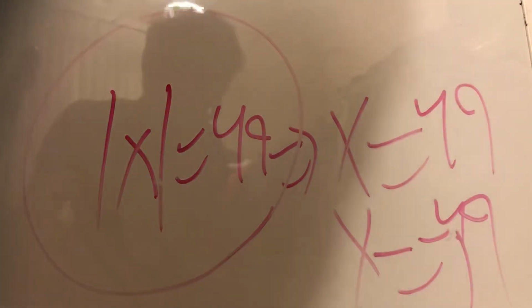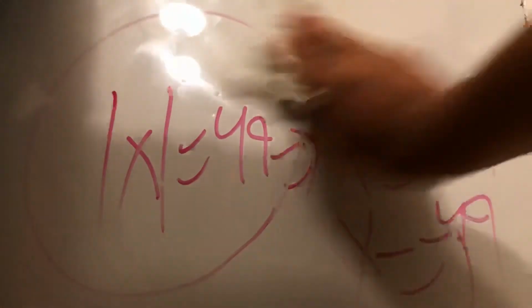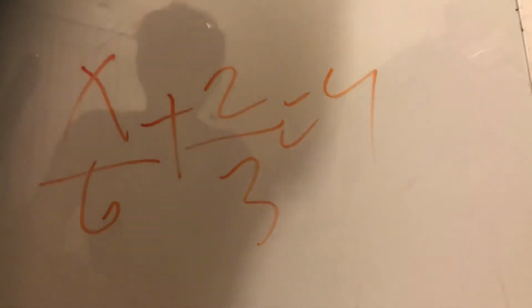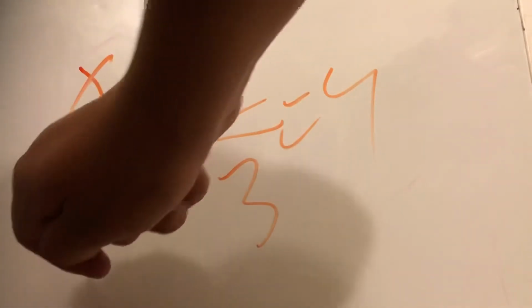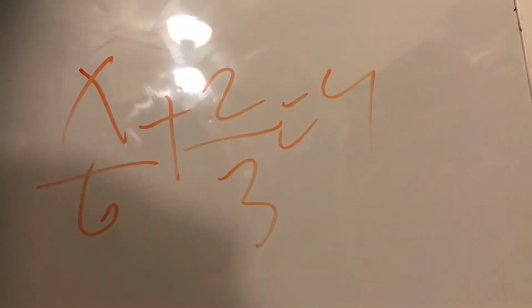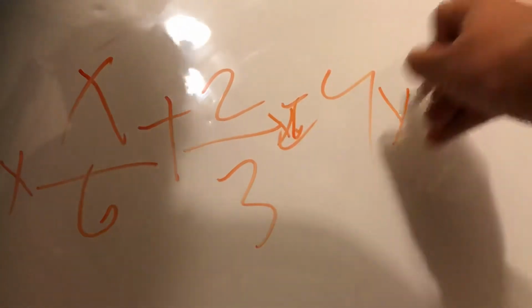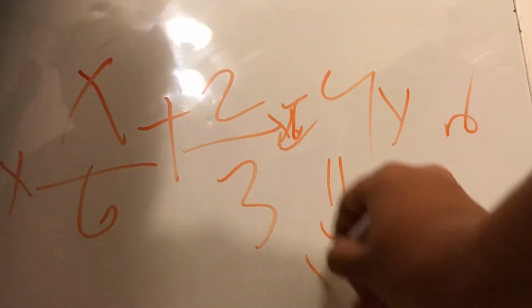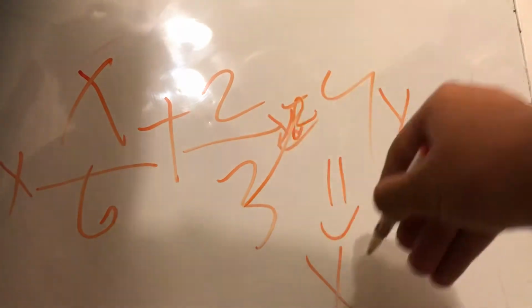For number B, that's also easy, but this is harder than the previous one. I'm going to read it fast, and the next one I'm going to write with orange. This one is x over 6 plus 2 over 3 equals 4. Because we have 6 and 3 in the denominators, we need to get rid of them. So we're going to multiply each term by 6. So it's x plus 6 times 2 over 3, which is 4, equals 6 times 4.